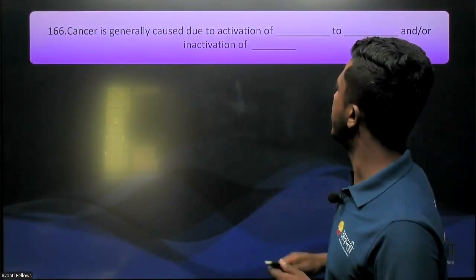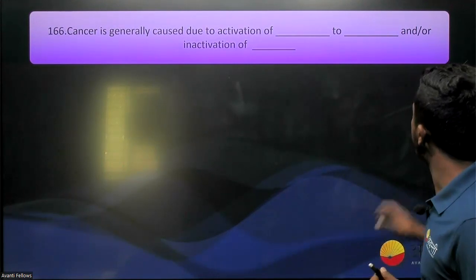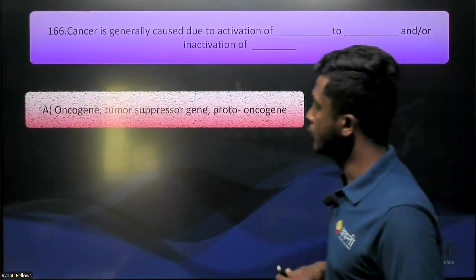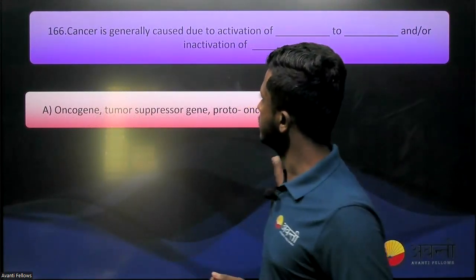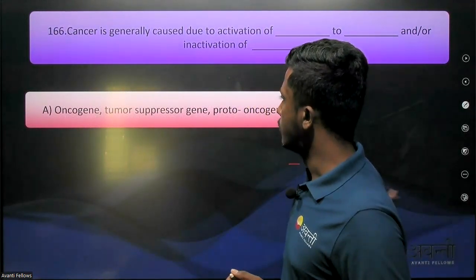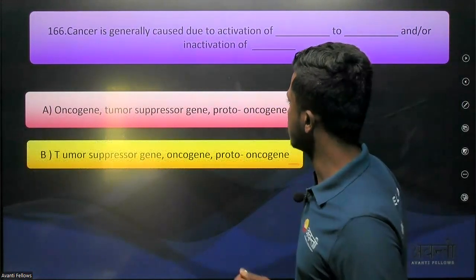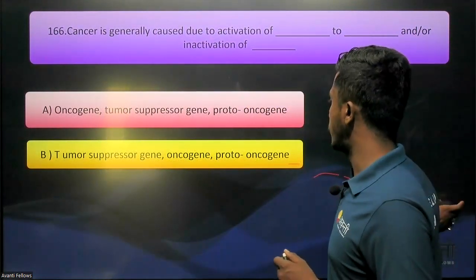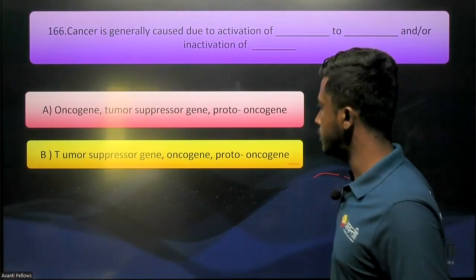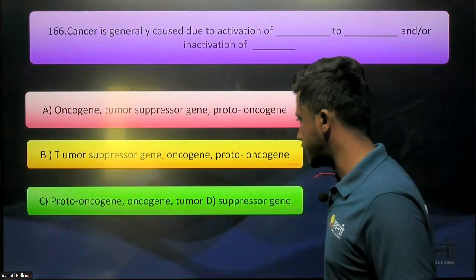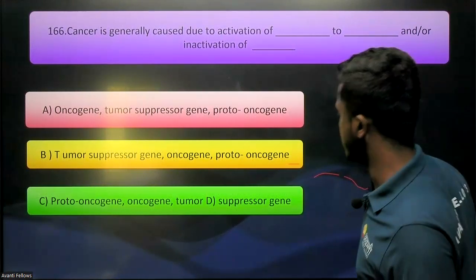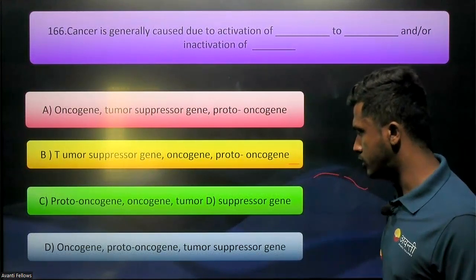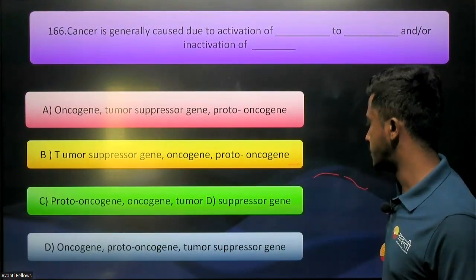Cancer is genetically caused due to the activation of dash to dash and or inactivation of dash. So cancer is genetically, okay, let's see the options. Option A: oncogene, tumor suppressor gene, and proto-oncogene. Tumor suppressor gene, oncogene, and proto-oncogene. Next one is proto-oncogenes, oncogenes, tumor suppressor gene. Okay. Next one is oncogene, proto-oncogene, tumor suppressor gene.